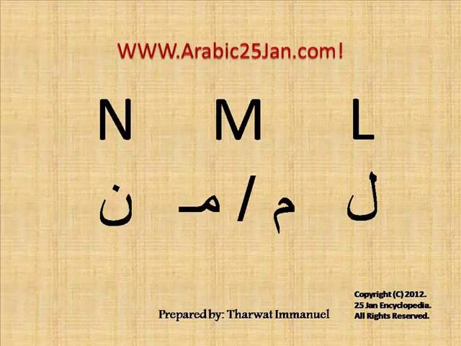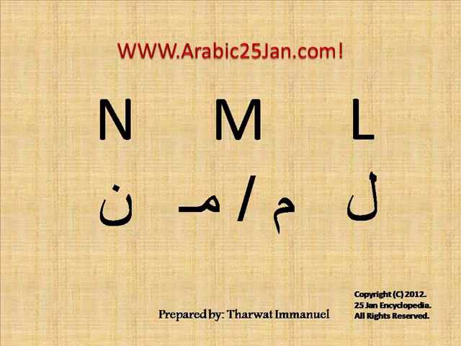Next, L, M, N. They're pretty similar to English. Lam, mim, noon. Lam is L in English, le. Mim has two forms. The first form is at the end of the word, and the second form is at the beginning or in the middle of the word. It is pronounced me, like mother, mat. Next, noon, and it sounds like ne, night.